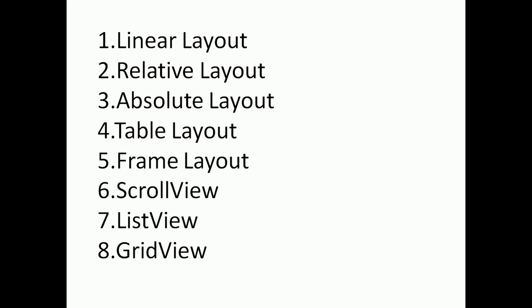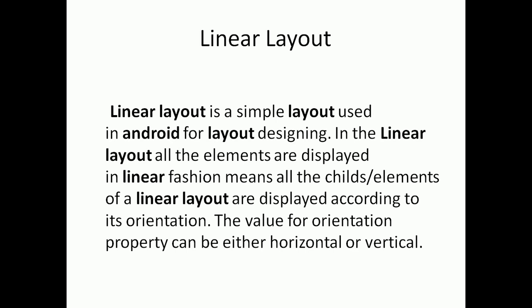You can see there. First is the linear layout, second one is relative layout, third one is absolute layout, fourth one is table layout, fifth one is frame layout, sixth one is scroll view, seventh one is list view, and eighth one is grid view. Now we can learn about the linear layout.